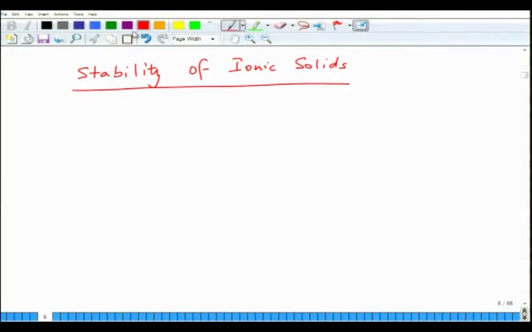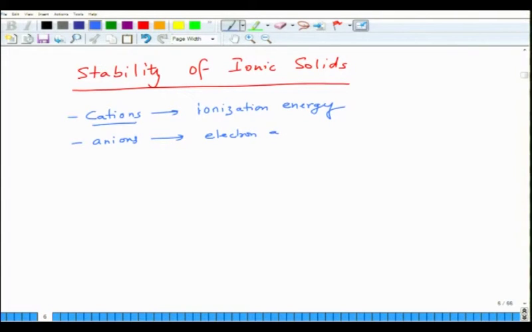So here, if you look at it, the cations are defined by the energy that we consider in case of cations, which is ionization energy, right? The energy required to ionize them. In case of anions, what we consider is electron affinity, because they are ready to accept the electron. That is why we talk about electron affinity.